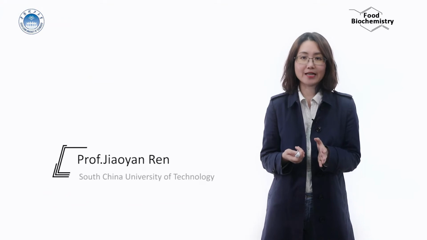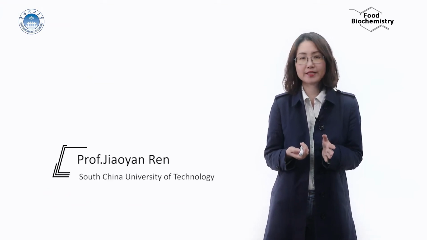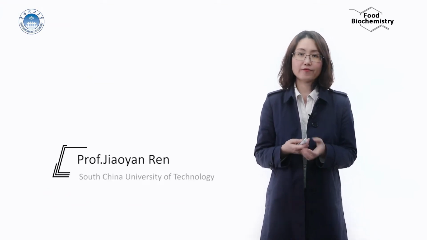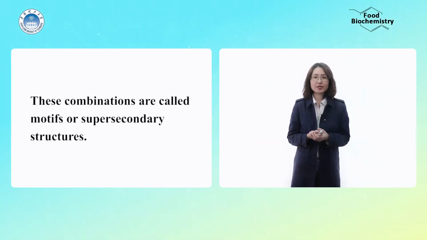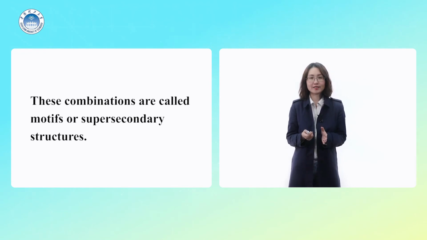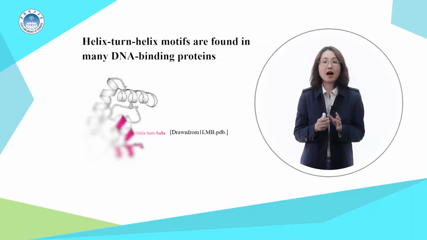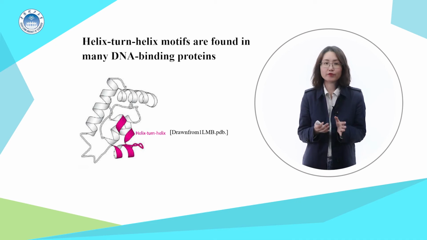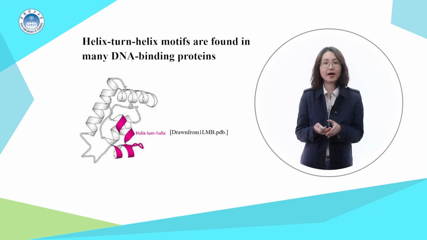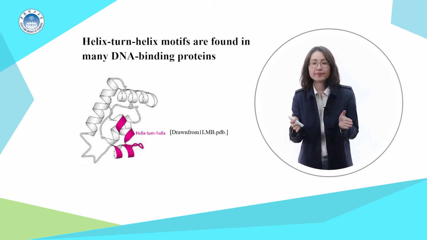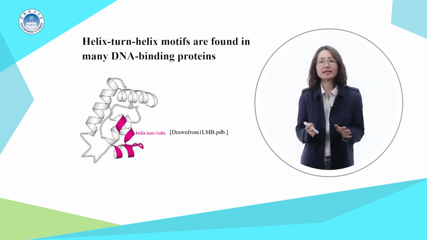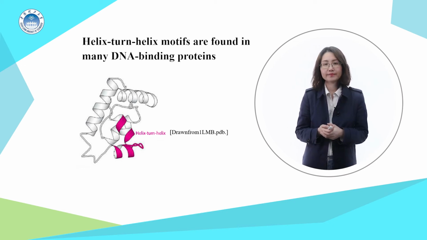Certain combinations of secondary structure are present in many proteins and frequently exhibit similar functions. These combinations are called motifs or supersecondary structures. For example, an alpha helix separated from another alpha helix by a turn, which we call a helix-turn-helix unit, is found in many proteins that bind DNA.